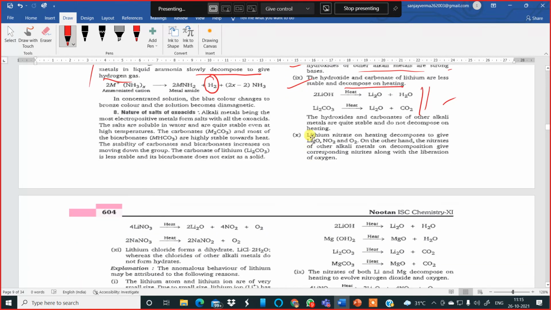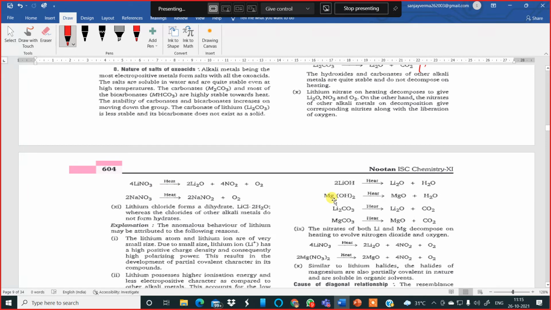Number 10, lithium nitrate on heating decomposes to give lithium oxide, the monoxide, nitrogen dioxide and oxygen. On the other hand, nitrates of the other alkali metals on decomposition give the corresponding nitrites along with liberation of oxygen. So this reaction is important. Sodium nitrate and even potassium nitrate will decompose to give nitrite and liberate oxygen, but only lithium nitrate gives nitrogen dioxide gas, a reddish brown colored gas. Now, lithium chloride forms a dihydrate, LiCl·2H2O, whereas the chlorides of the other alkali metals do not form hydrates.